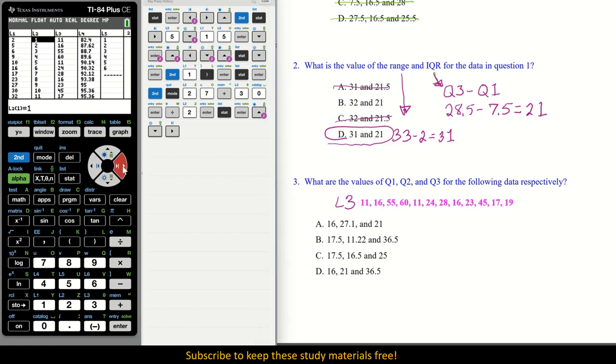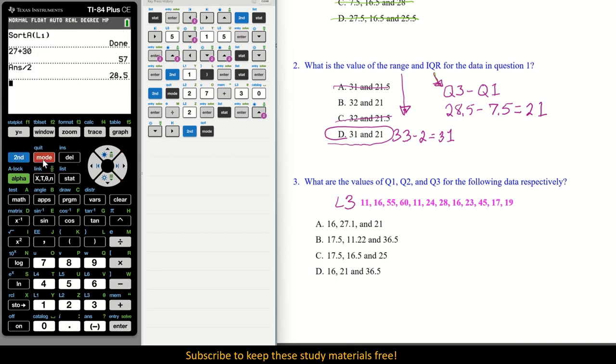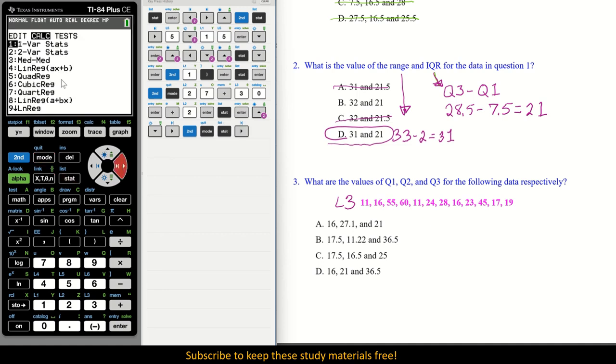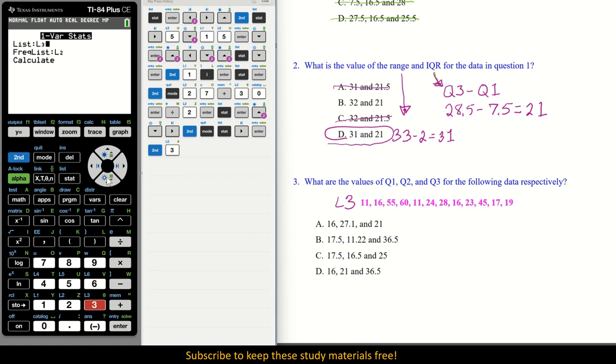We don't need to really put it in order, to be honest with you. We don't even need to arrow over. We just need to go second mode and get out. Go to stat, arrow over to calc. We will use our 1 var stats. Push enter. And we're in L3. So let's push second, 3, go down and clear out the frequency list. We are not using a frequency list in this case, just a regular list of values.